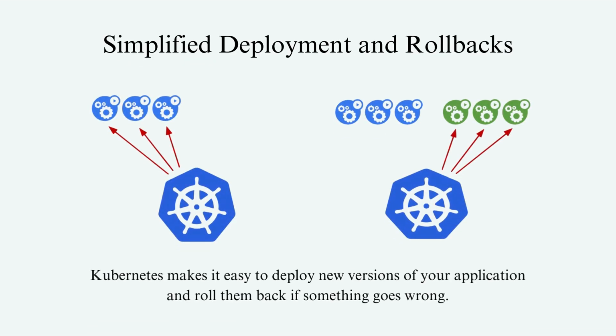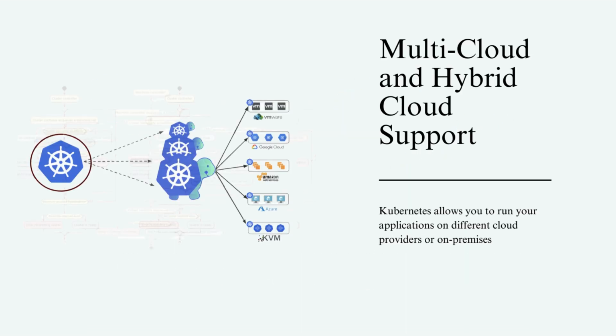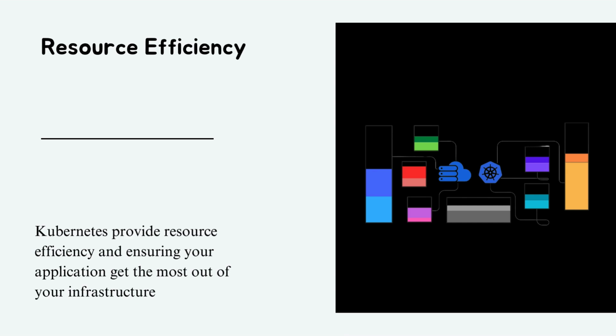Simplified deployment and rollbacks. Kubernetes makes it easy to deploy new versions of your application and roll them back if something goes wrong. This means you can release updates faster and with more confidence. Multi-cloud and hybrid support. Kubernetes allows you to run your application on different cloud providers or on-premises. Resource efficiency. Kubernetes provides resource efficiency and ensures your application gets the most out of your infrastructure.